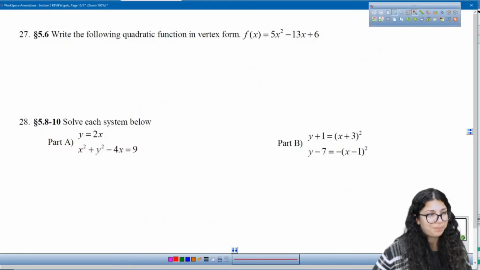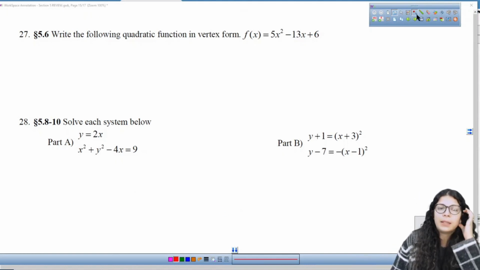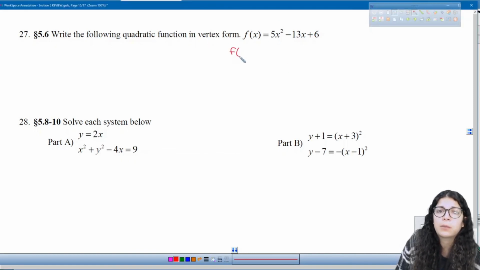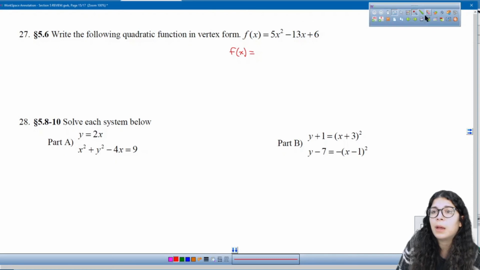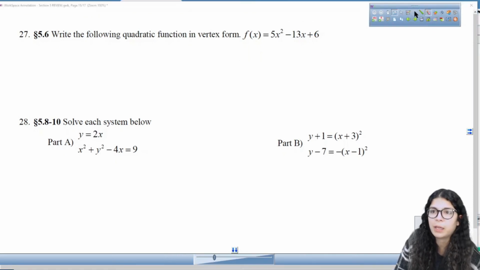Moving right along to 27. On number 27, we need to write the quadratic function in vertex form. So we're just converting this from standard form to vertex form. To get vertex form, we can complete the square. So I'm going to go ahead and factor out. Actually, you know what? Let me show you guys doing this the other way. Let's use the trick, okay?